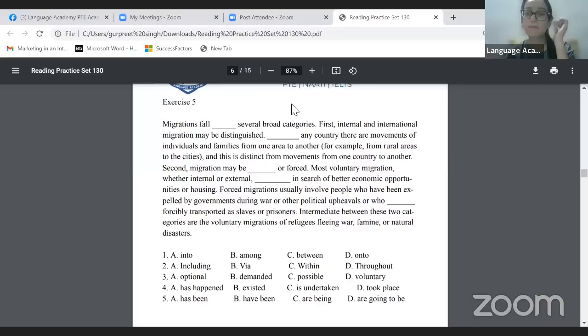Fifth and the last question for reading writing blanks, and you have 2.5 minutes to solve this.